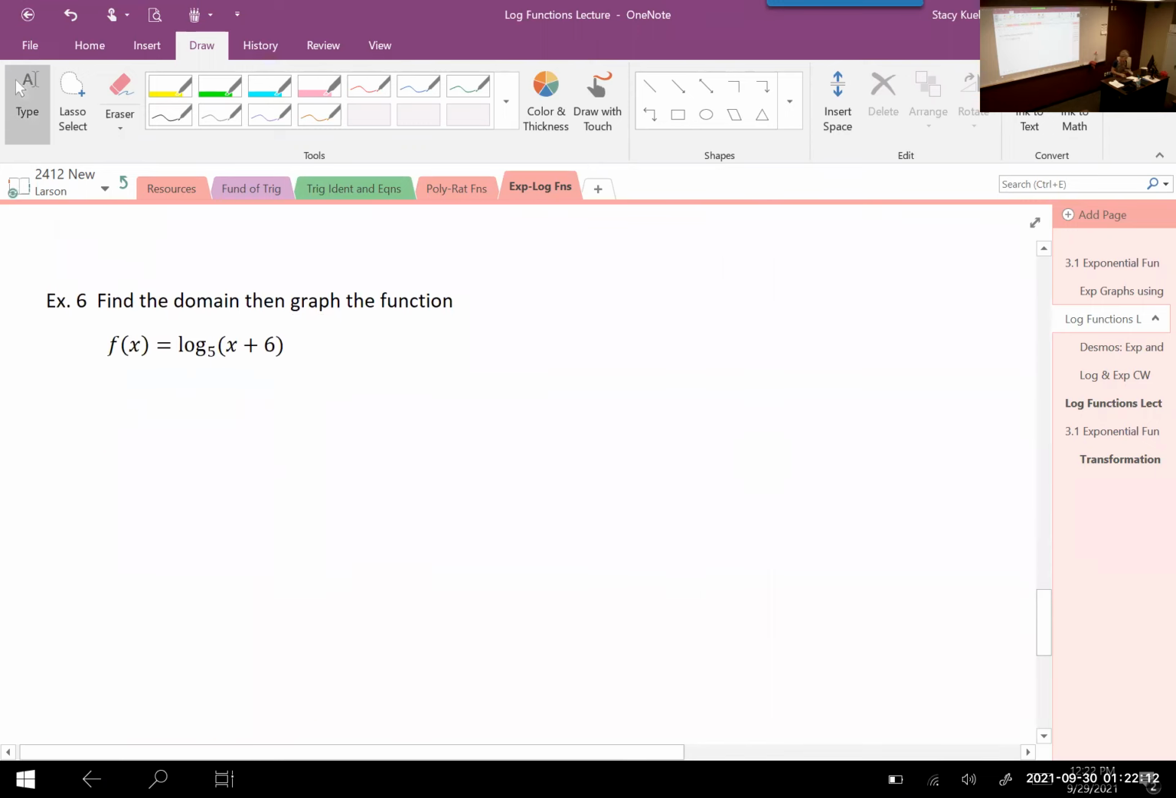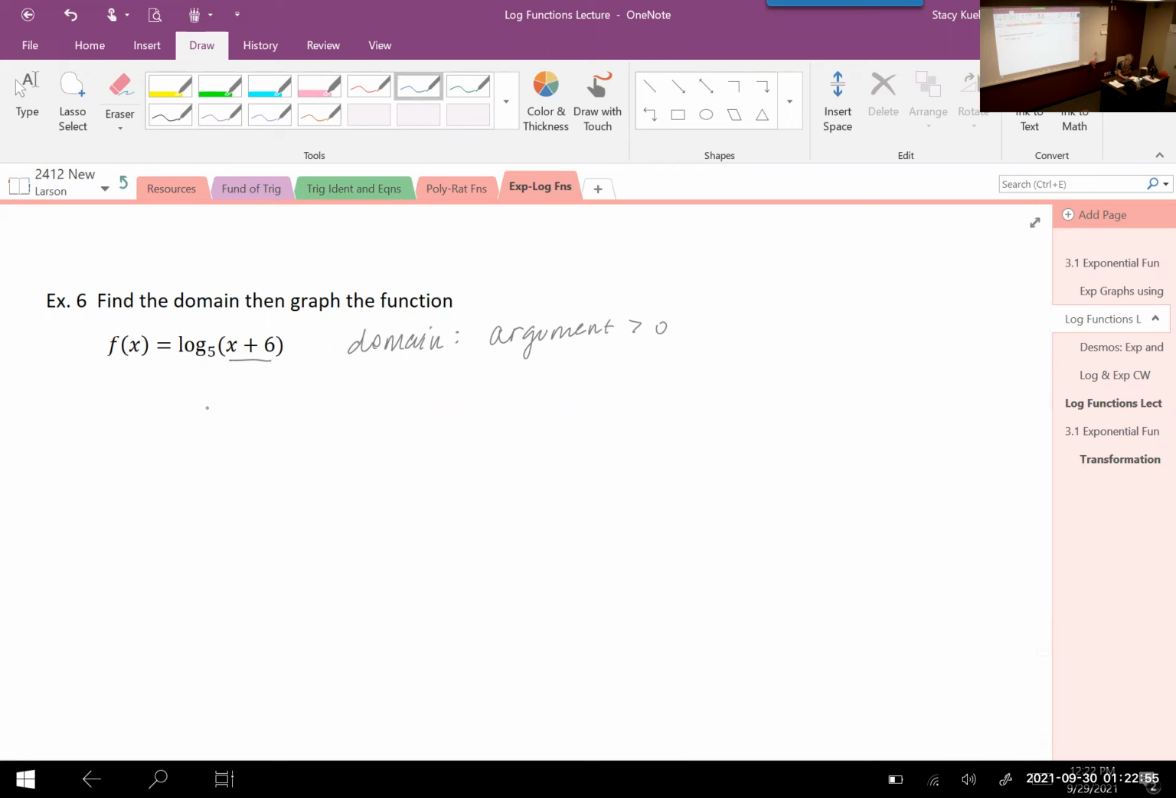So let's look at this problem right here. For this problem, I'm only interested in finding the domain of the function at first. When we want to look at the domain of the function, it's really just going to be where the argument is greater than 0. We treat it almost as if it's an algebraic property. And remember, the argument is this component here in parentheses. That's the argument of our function.